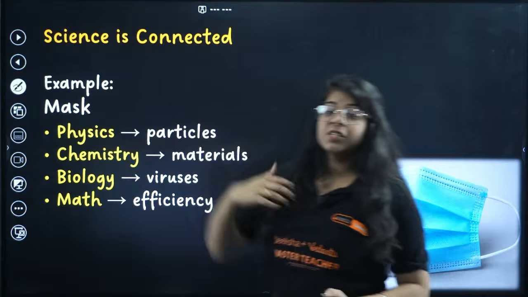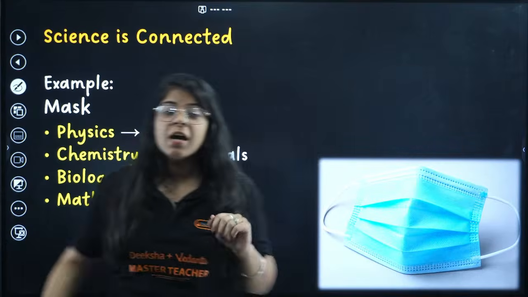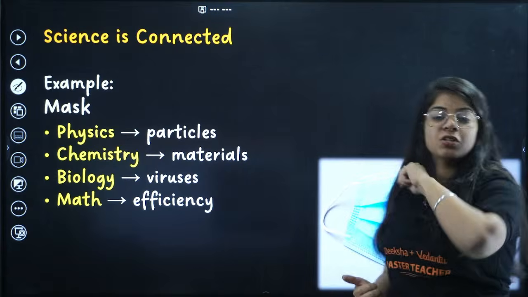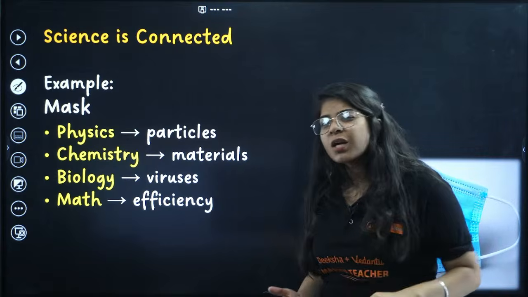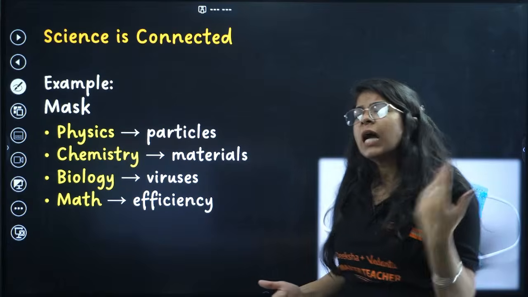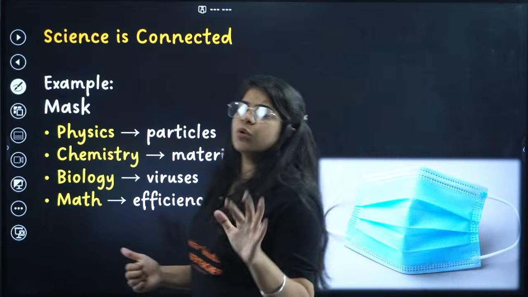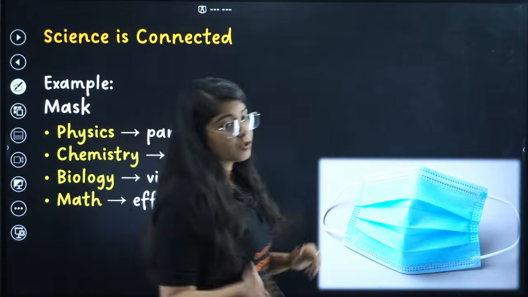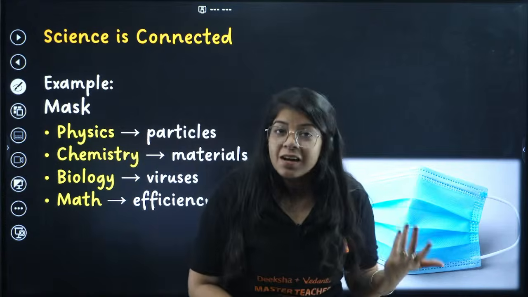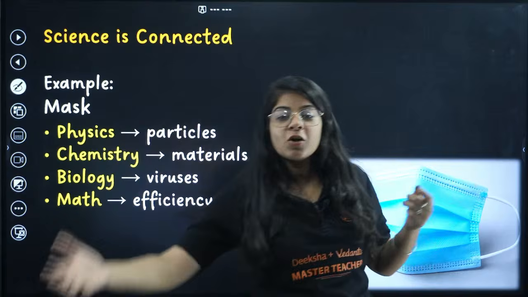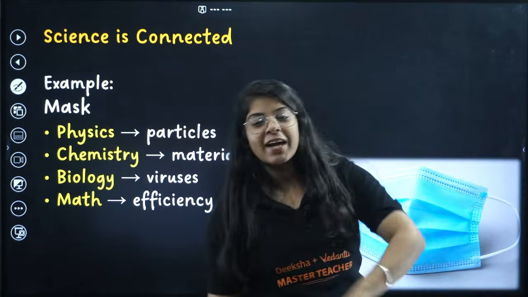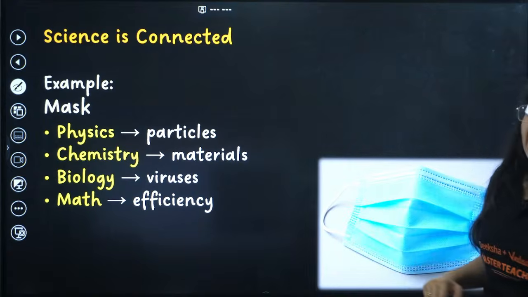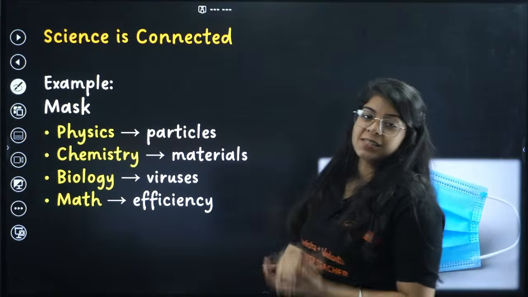Then the physicist tests its particles. Okay, this works. Then a mathematician comes and says, let me check the efficiency of this mask. So he says, it's not efficient 100% of the time or 99% of the time. It's efficient only 20% of the time. So it's like, no, that's bad. The virus will penetrate. Let's just increase the efficiency. So again, they work on particle size, material, virus, efficiency, and it's a whole cycle. And that is why we say that science is connected.